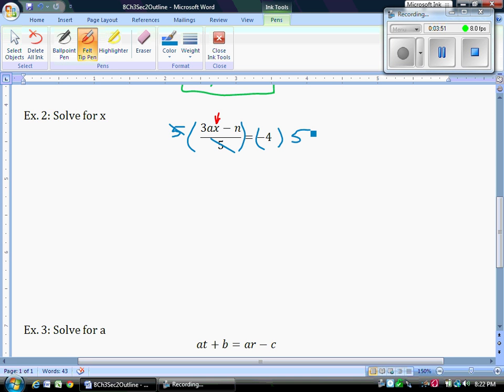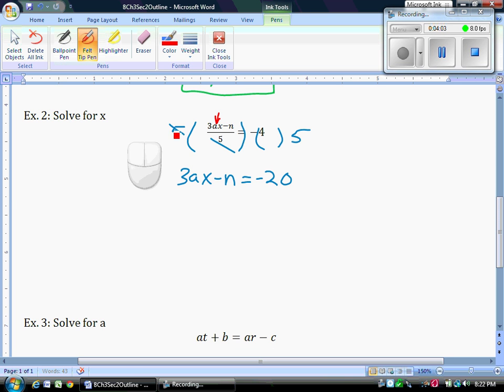That leaves us with 3ax minus n equals negative 20. I can do 4 times 5, so go ahead and do it. Now I'm still trying to solve for x. Let's re-highlight that there. It's a horrible arrow.